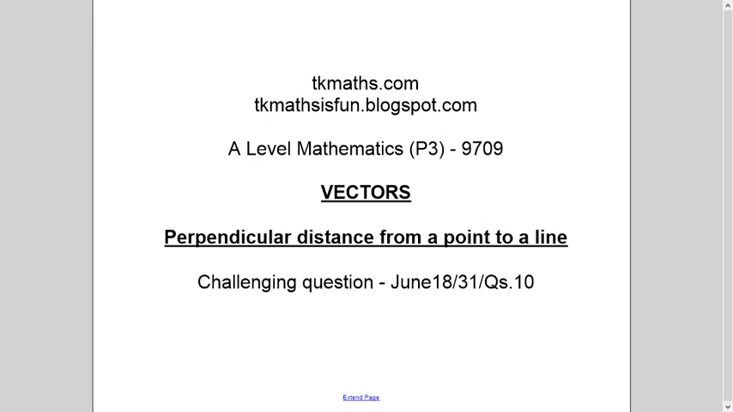In today's video, I will explain one concept of vector, which is the perpendicular distance from a point to a line. This is a part of the syllabus of A-level mathematics. The code is 9709. To explain this question, I have picked up a CIE question, June 1831, question 10.